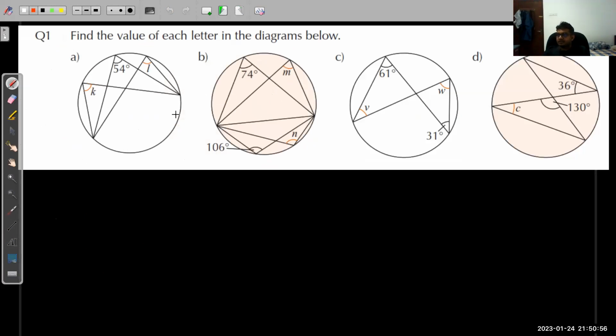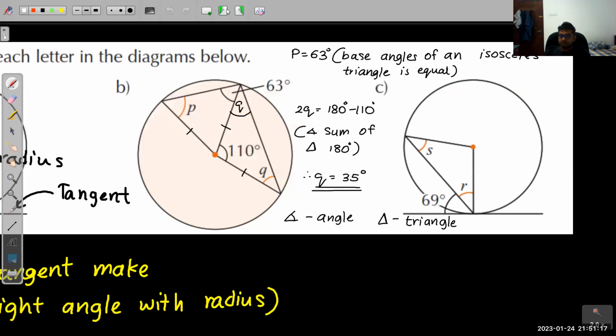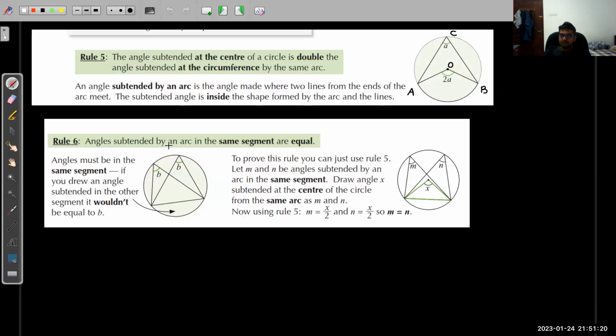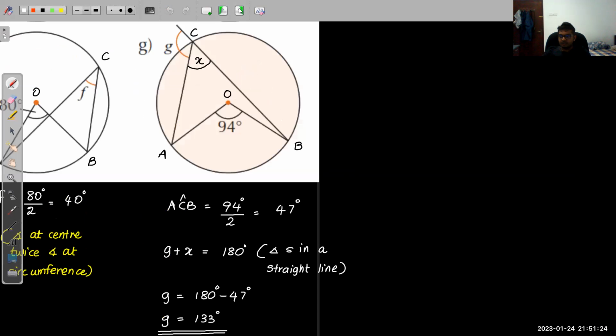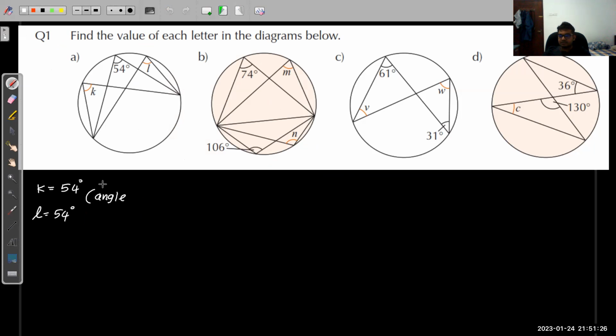Okay. Quickly try these 4 questions, then we'll finish. This is from the theorem: angles in the same segment are equal. So the first one, I'll write it for you. K equals 54 degrees. L also equals 54 degrees. Reason: angles subtended by an arc in the same segment are equal. In short format, we can write angles at the same segment equal.